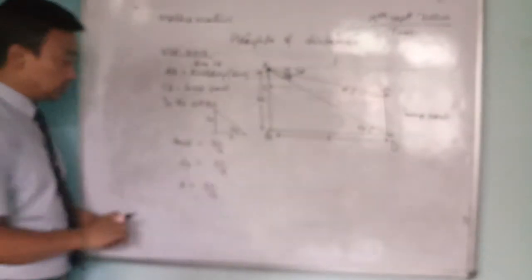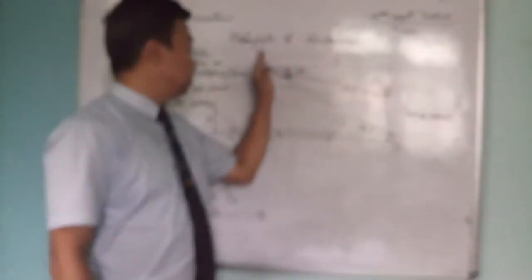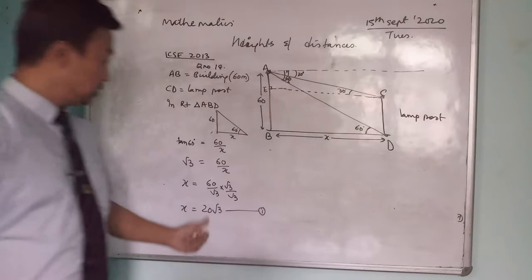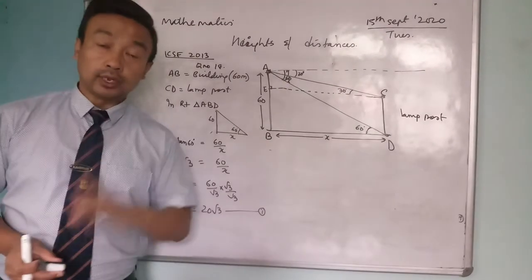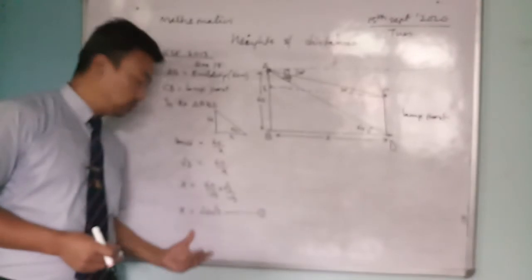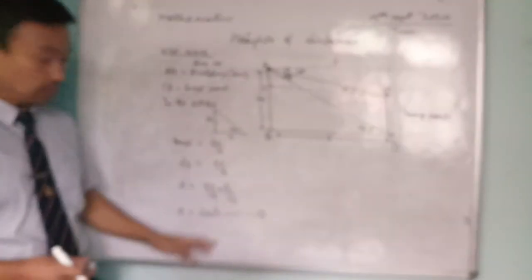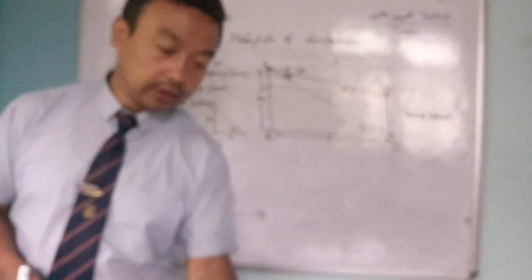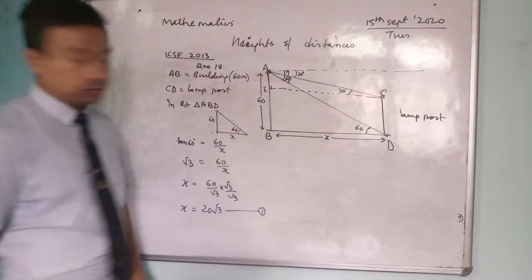Now when you rationalize this, root 3 into root 3 will be 3, 3 into 20. So this is your value. We got the distance between the building and the tower to be 20 root 3. You can substitute the value of root 3 as 1.73 and multiply with 20, you get that distance. Now the second question that you have to find is, what is the height of the lamp post?